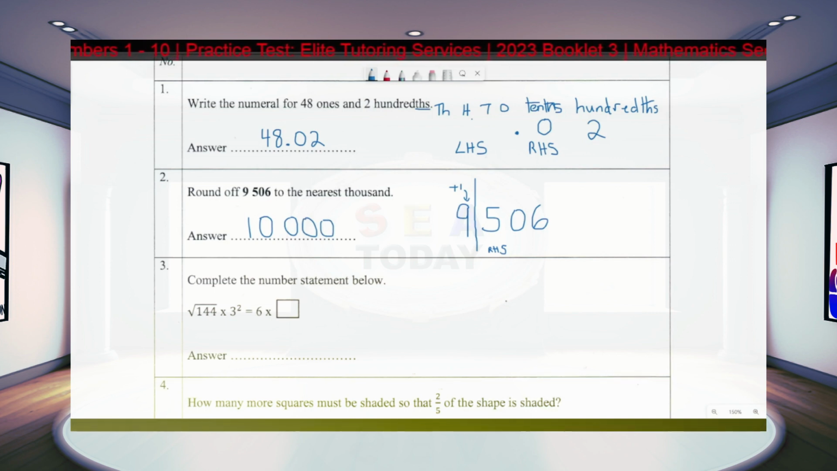Number 3. Complete the number statement below. We have a funny symbol. It says the square root of 144 multiplied by 3 squared is equal to 6 multiplied by empty box. So if we have to actually figure out what number goes into the box, we need to get the same value on both the left hand side and the right hand side. So we need to work out what's the value of the left hand side, because we have all the information for that side, to know what number to put in the box on the right hand side.